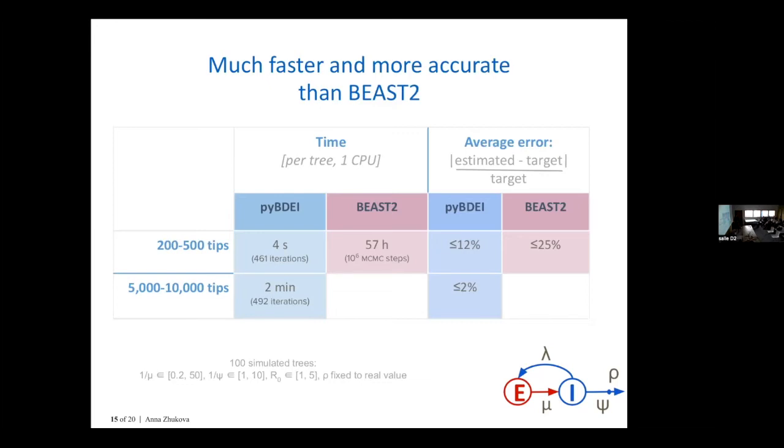So just a quick note, BEAST is a Bayesian tool. It explores the parameter space, so it takes many more steps than our maximum likelihood method. But even if we divide by the number of steps, our method is still an order of magnitude faster, even without the parallelization.